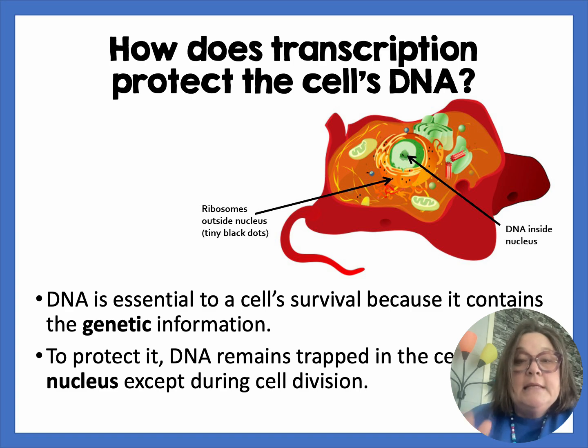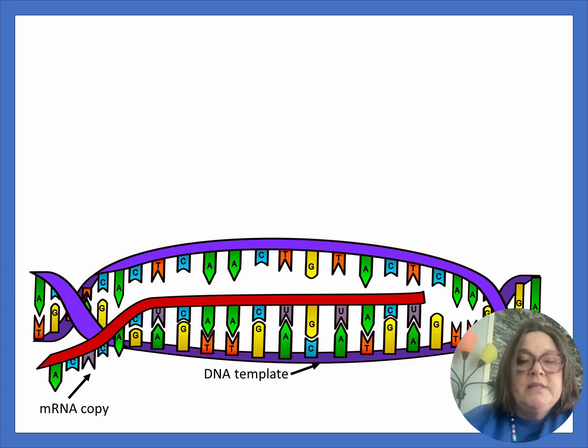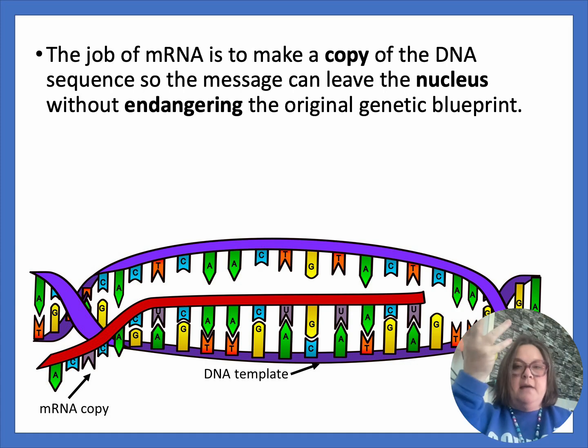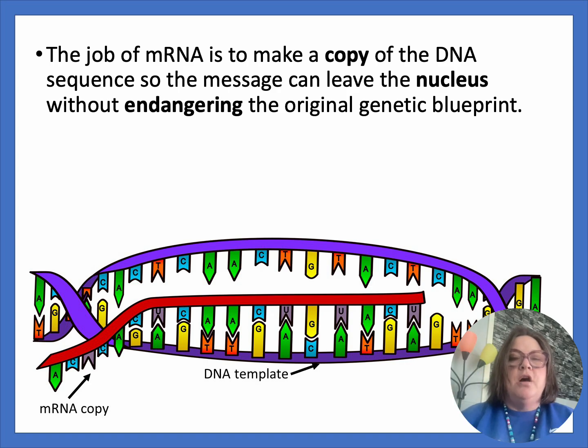To protect it, DNA remains trapped in the center of the nucleus except during cell division. So it stays inside the nucleus. All your genetic makeup stays inside that ball of the nucleus in the cell to protect it until the cell starts to divide. So we unwrap the double helix and then we unzip it, and the job of the messenger RNA is to make a copy of the DNA sequence. So remember, copying and pasting, right?